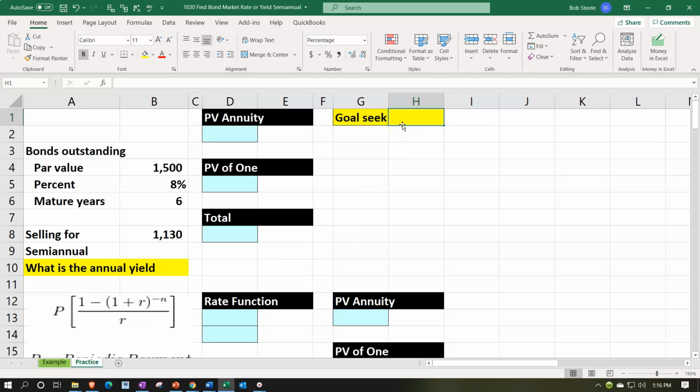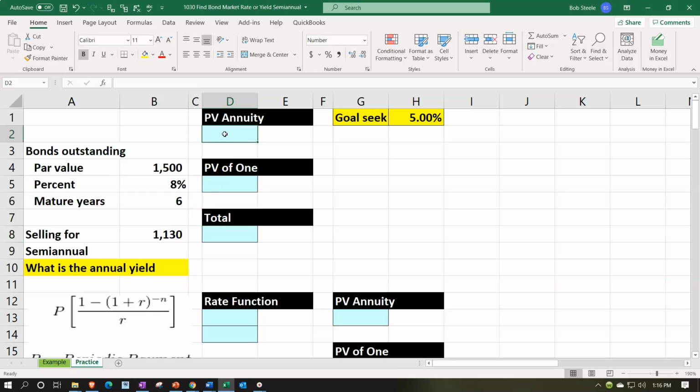We're going to say goal seek. I'm just going to make up a market rate, 5%. I'm going to calculate the total price based on that 5%, and then we'll force that 5% to change to whatever it needs to be to get the total price to be the $1,130, which we'll do with the use of the tool goal seek.